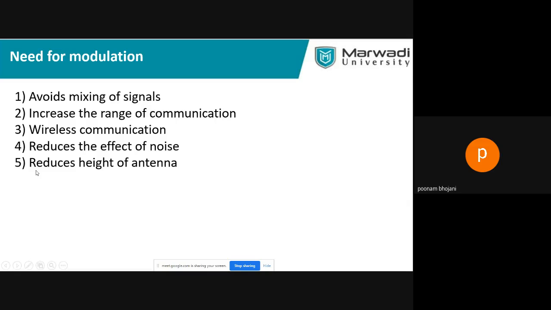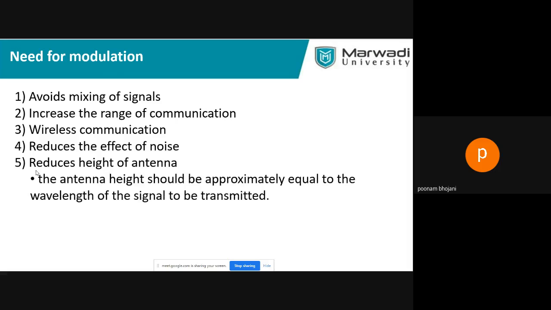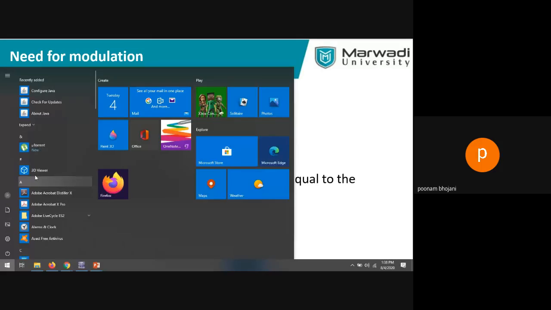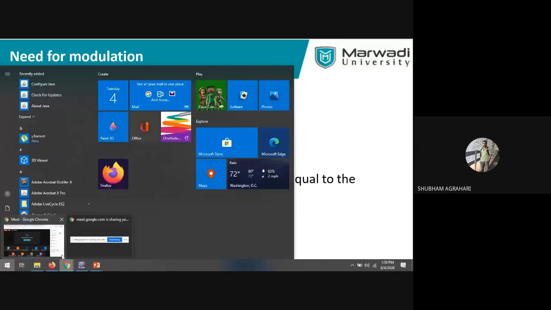And five is reduces the height of the antenna, that is by the equation h equals lambda by 4, which we have already seen. Any doubt in the need for modulation, everyone? The antenna height, I already explained, should be approximately equal to the wavelength of the signal to be transmitted.